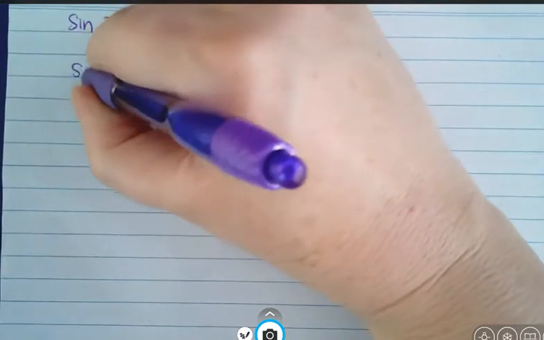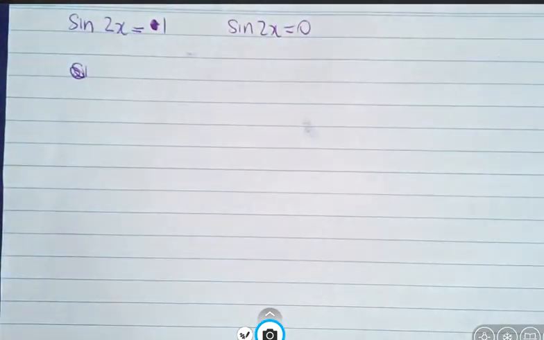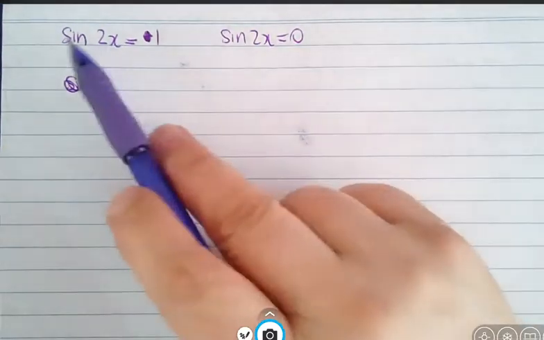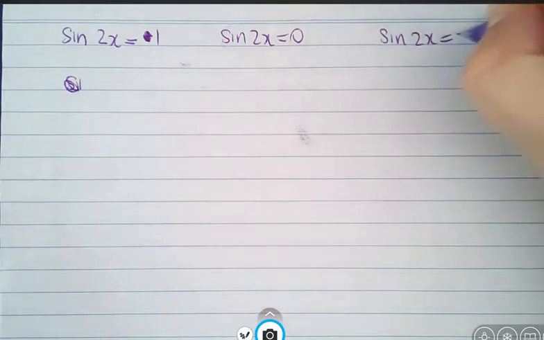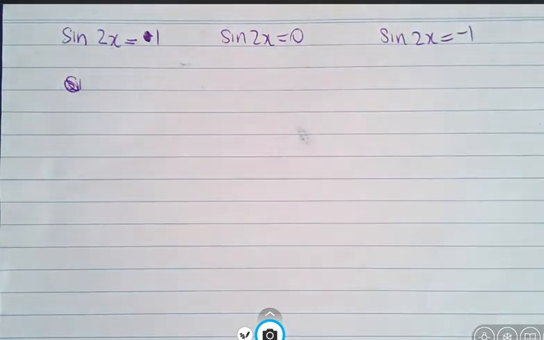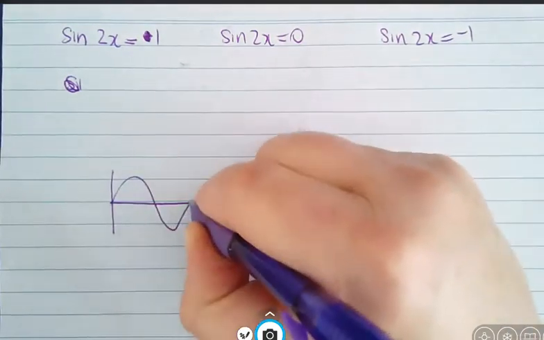Okay, just doing a new video on solving things like sine of 2x is 1 and things like sine of 2x is 0, for example. So the best thing to do with these, if sine of 2x is 1, sine of 2x is 0, or sine of 2x is negative 1, is to sketch the sine curve. So I'm going to sketch a sine curve, and I've got one there.